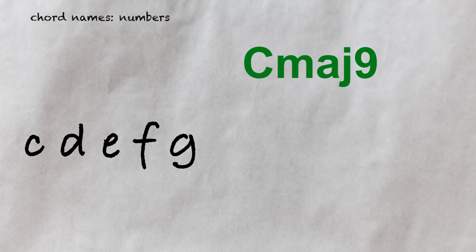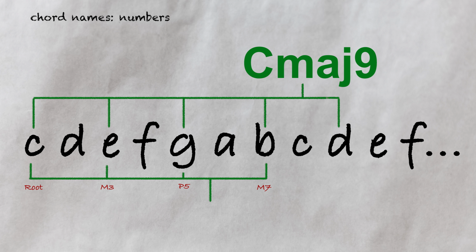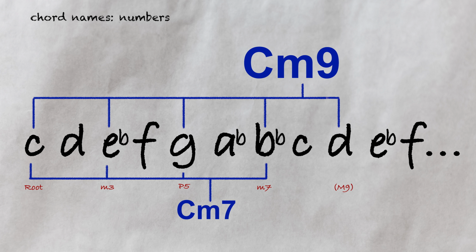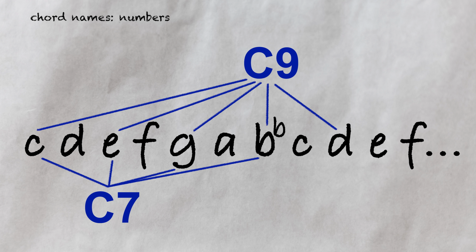If we see a 9, that means to add another note to the 7th chord. So C major 9 is the C major triad plus the 7th B and then the 9th D. Or C minor 9 is the same idea, extended up to the 9th. And then just C9 means it's a dominant quality because that's the default quality. And so we'll add a 9th to a C dominant 7th chord.